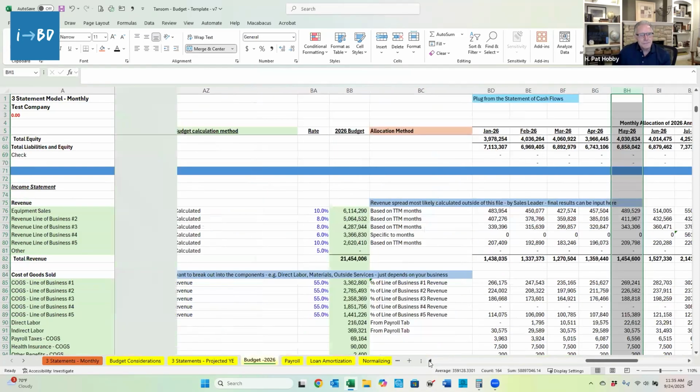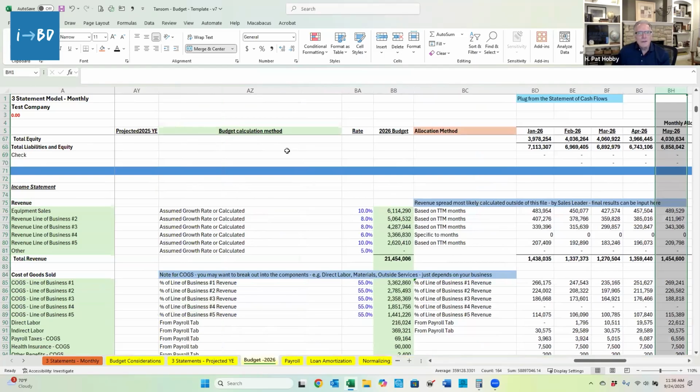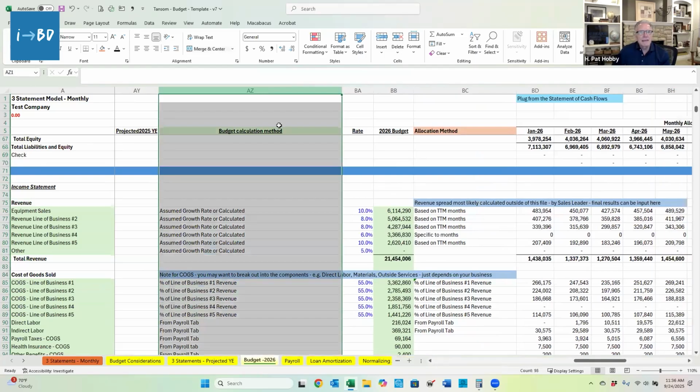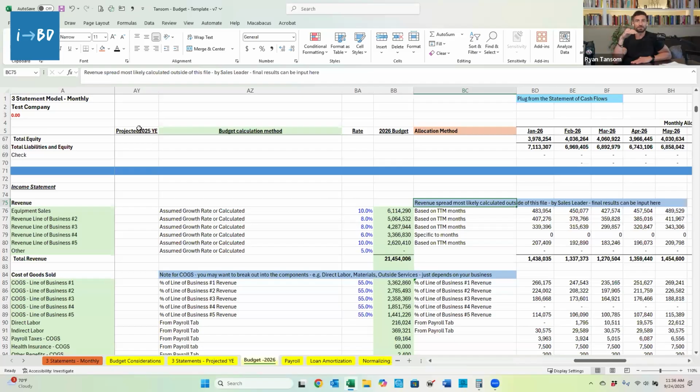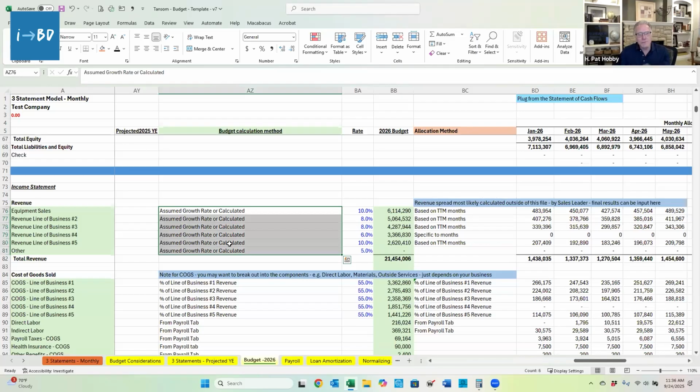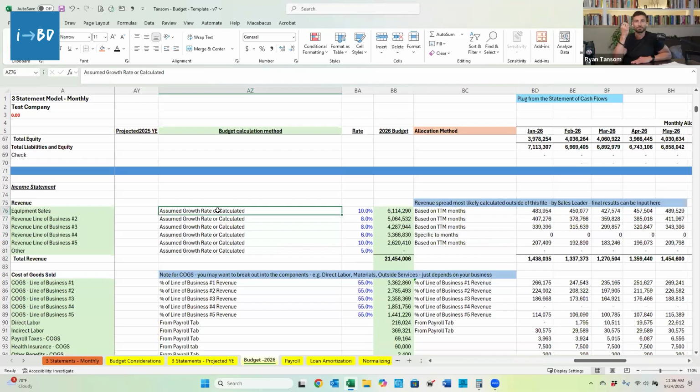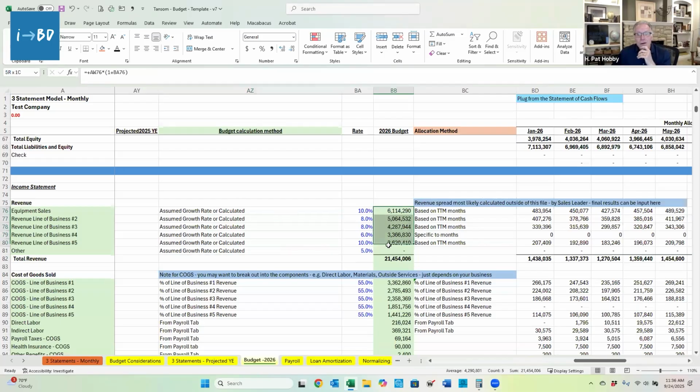Okay. So I'm going to go back to the income statement and scroll over here a little bit. There are two things. You have to have a budget calculation method. It varies with business, it varies with industry, and for revenue, the spread most likely comes from the sales leader, not only the spread but the calculation. The spread over the months and the total. I should put in here, this comes from the sales leader and the sales team, because they've got to tell us the revenue. What's the revenue for the year?